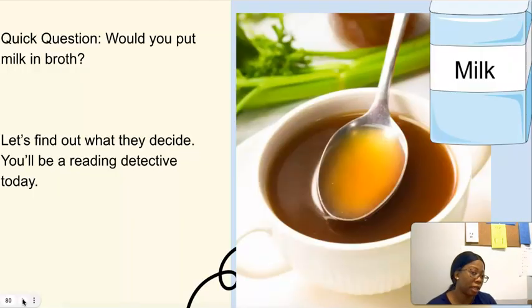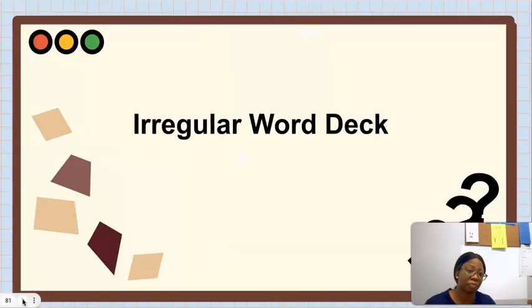Quick question. Looking at the pictures, we have a picture of milk and we have a picture of some beef broth. Would you put milk in broth? No. Have you ever had broth? Do you think it's good? Look at it. You don't think it's good? Okay, so let's find out what they decide. You will be a reading detective today.